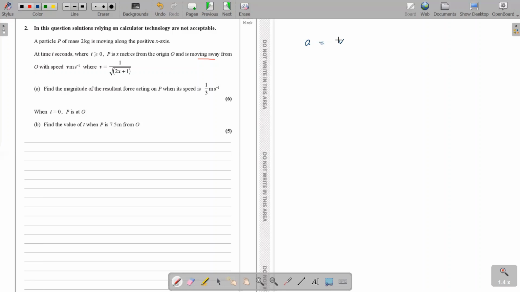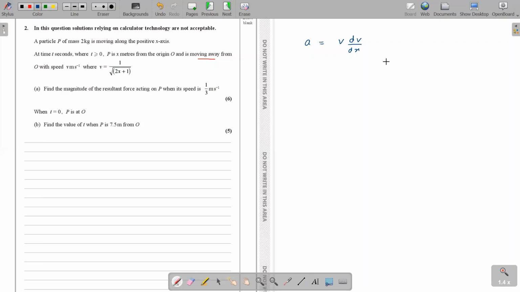Acceleration equals dv by dt is there, or we have the other one: acceleration is v dv by dx. In this situation, because our v is with respect to x, I will go with acceleration equal v dv by dx. The other equation we use is acceleration equal dv by dt, which is used when it's a function of time. So now, what I'll first do is get the value of our acceleration.